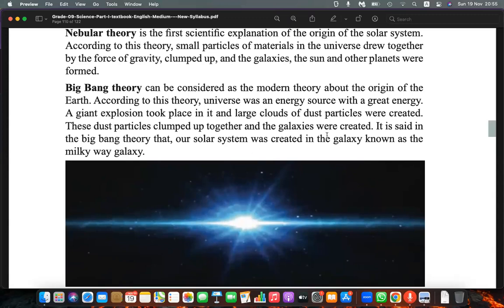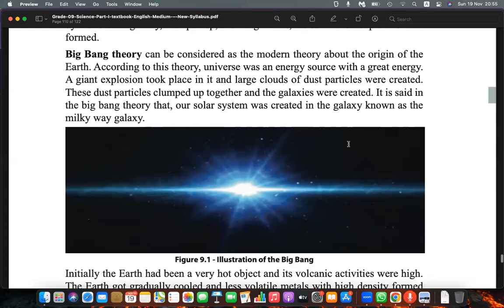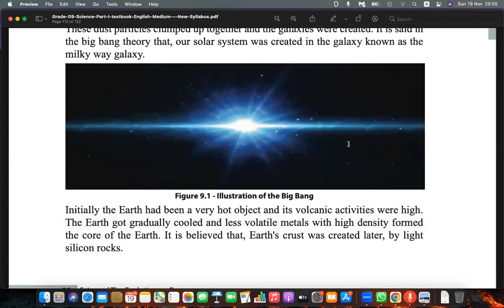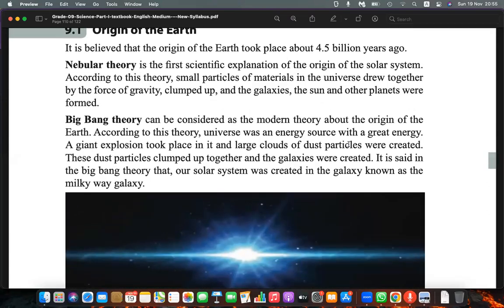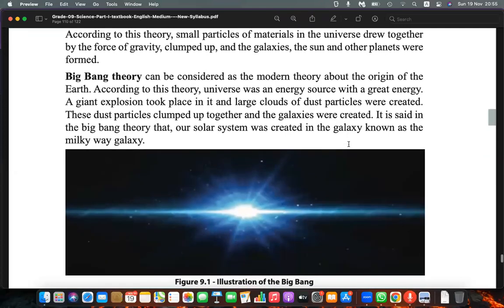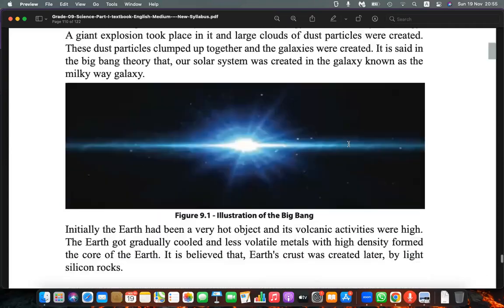We believe our solar system was created in the galaxy known as the Milky Way galaxy. We are in the Milky Way galaxy. There are a lot of other galaxies, but we are in the Milky Way. These are some theories behind the origin of the Earth, but still we don't know how it happened. These are basically scientific explanations or theories.